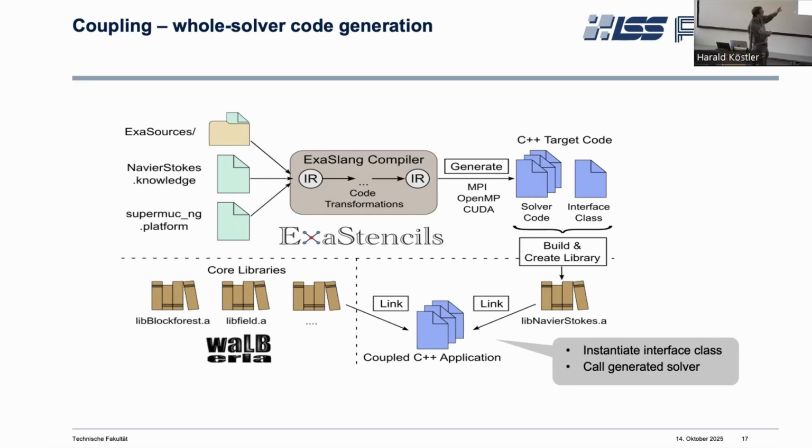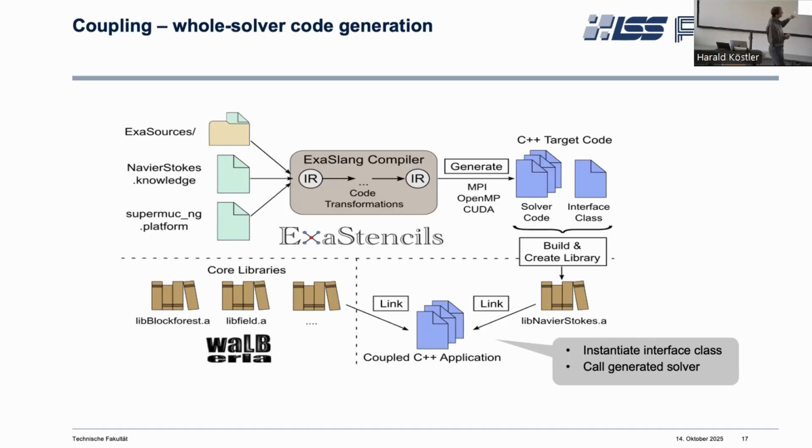And what is interesting here is that the upper part is, of course, the code generation, where you have also the parameters like what you want to solve here in the knowledge file or on which platform you want to solve it. So all of this information, of course, has to be known to the code generator to be able to generate efficient code.